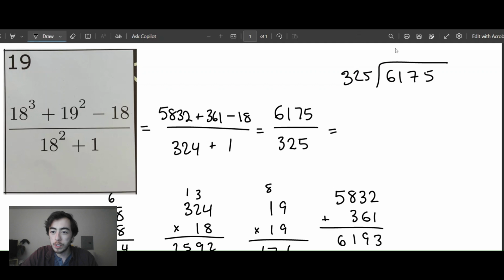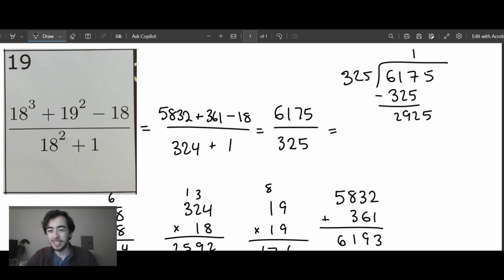325 I think just goes in once into 617, because another time, like 2 times, would be 650, so too big. And then subtracting, I get 2, borrowing, so that's going to be a 9, and then this will be a 2. Okay. This one's a touch harder. Like, how many times does 325 go into 2,925? It's not really that clear.